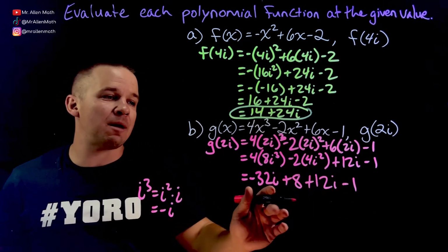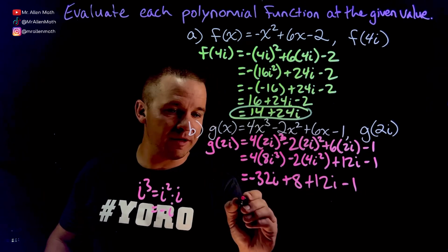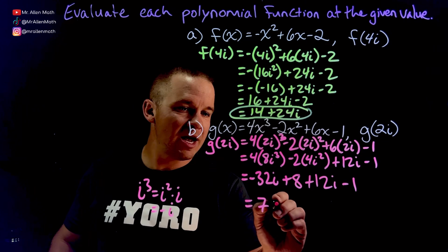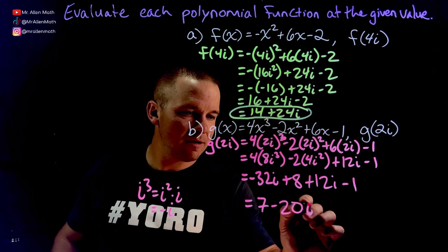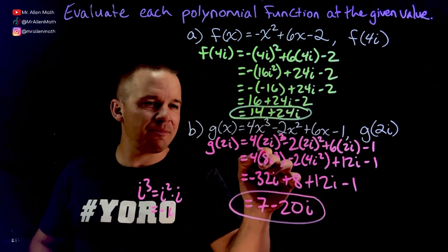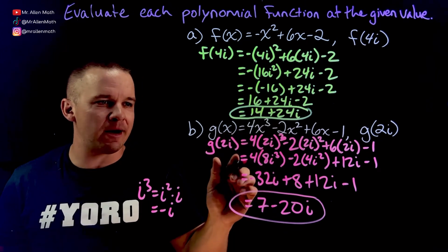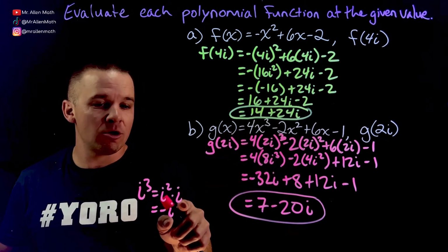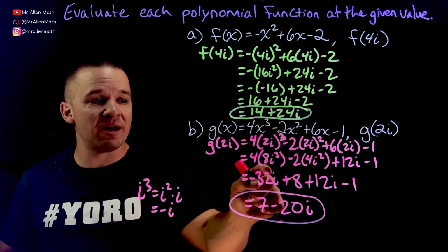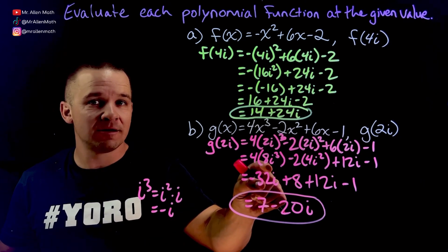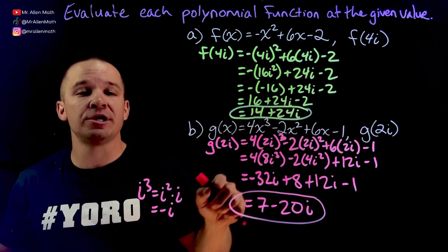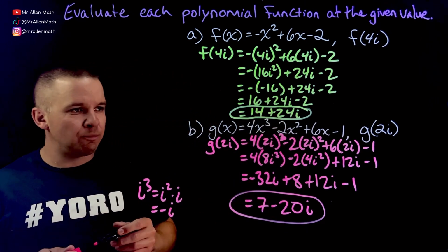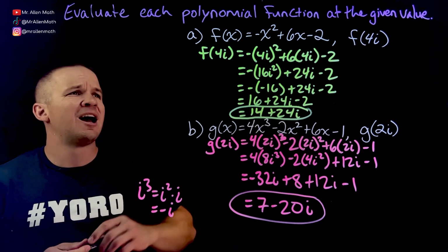Now I can combine my like terms. 8 and negative 1 gives me 7. Negative 32 and positive 12 gives me negative 20i. Let me recap the trickiest part. I cubed we broke down to i squared times i, which is negative i. So here we have negative 8i times 4, which is negative 32i. Then we had our plus 8 plus 12i minus 1, and combined like terms.